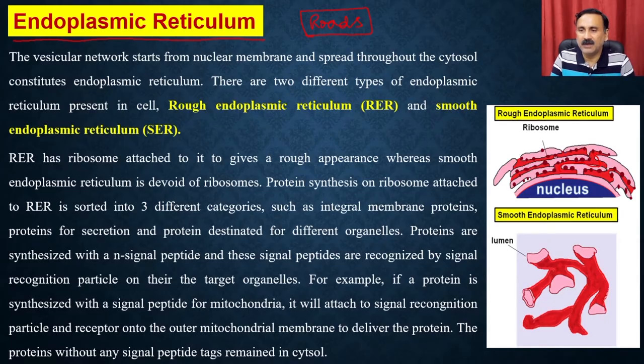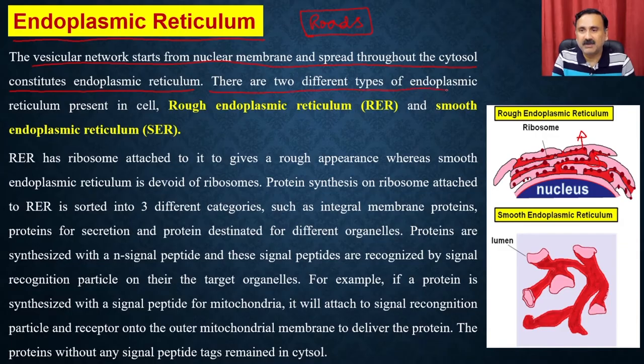So if you want to send a material which is supposed to go to the mitochondria, then these rods are actually going to go to the mitochondria, and that's how it can deliver that material to the mitochondria. So the vesicular network starting from the nuclear membrane and spread throughout the cytosol constitutes the endoplasmic reticulum.